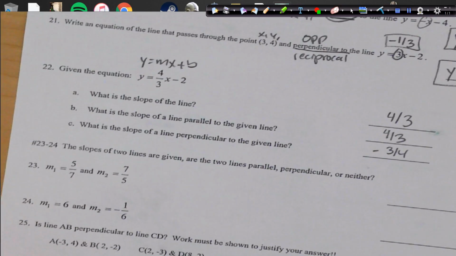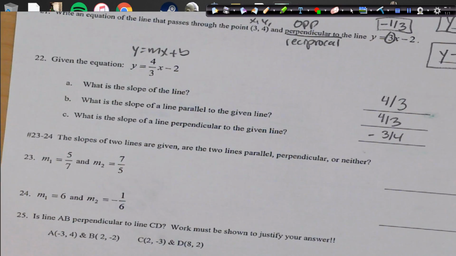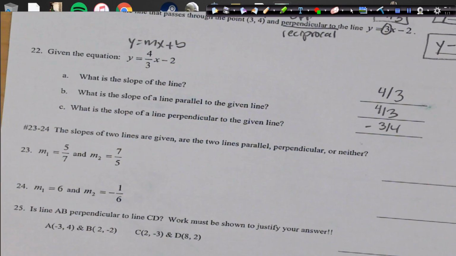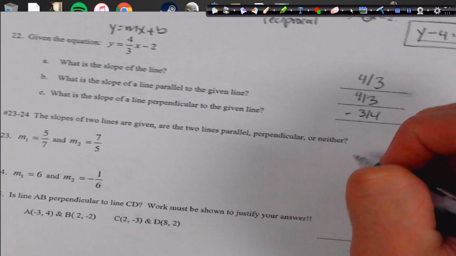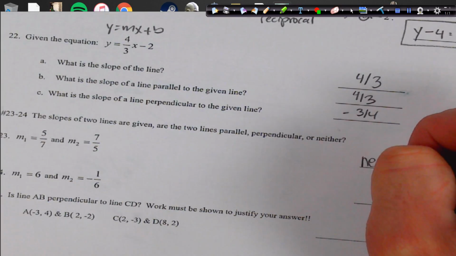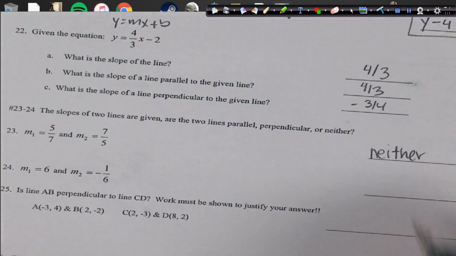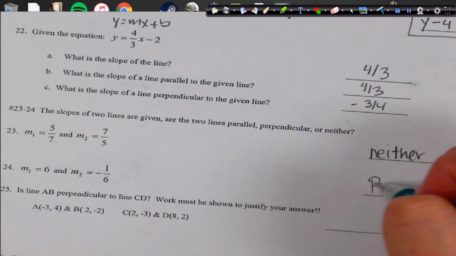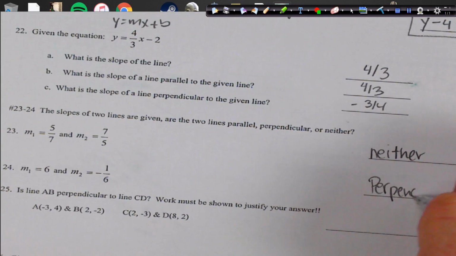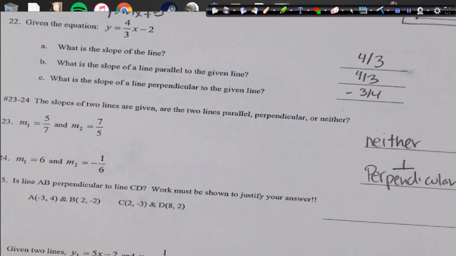All right, number 23, the slope of the two lines are parallel, perpendicular, or neither. Well, I see the reciprocals, but they're not opposite, so it is neither. 6 and negative 1/6, that's opposite reciprocal, so that's perpendicular. You can also write that with the upside down t.